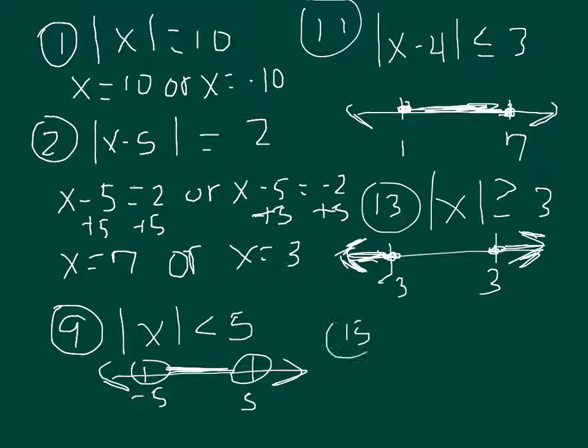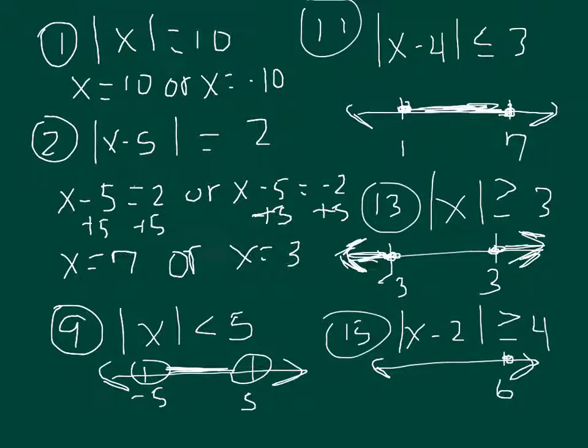The last problem we'll work together is number 15. Absolute value of x minus 2 is greater than or equal to 4. Again, I'll start with the boundary numbers. 4 units from 2 would be 2 plus 4, which is 6, and 2 minus 4 is going to be negative 2. And again, greater than is going to be outside of those numbers.